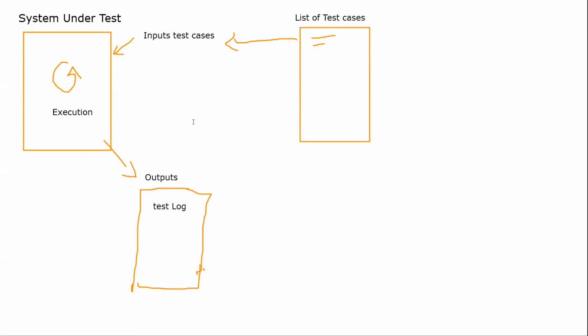So how do we do automatic testing instead of manual testing? We need something called a script. So there is a need for a script. This script here, this is a list of test cases, and we call this a script.